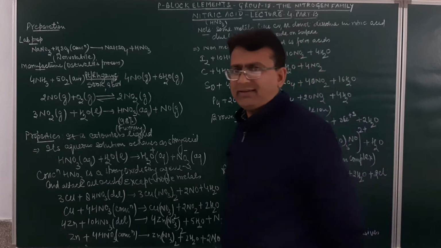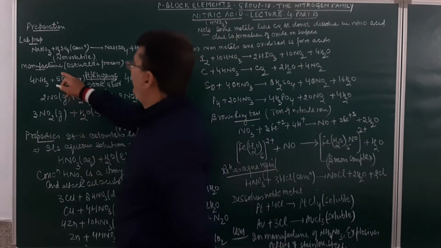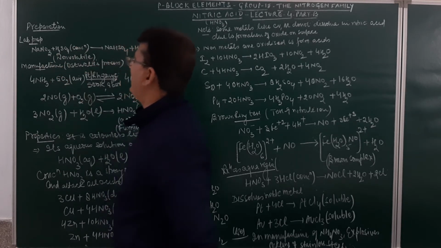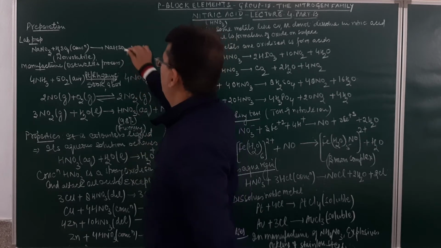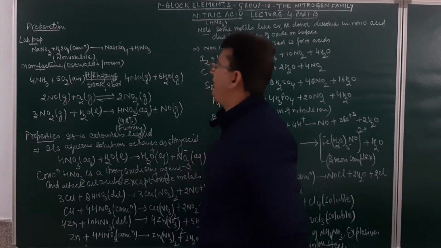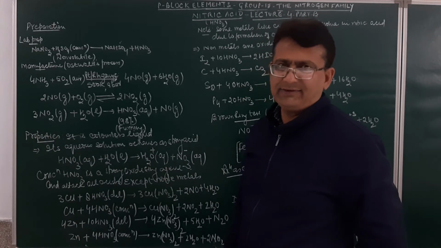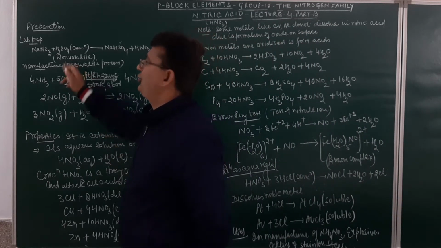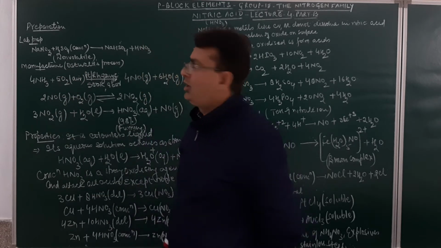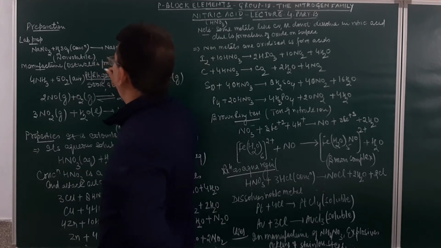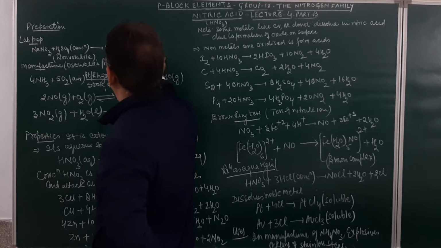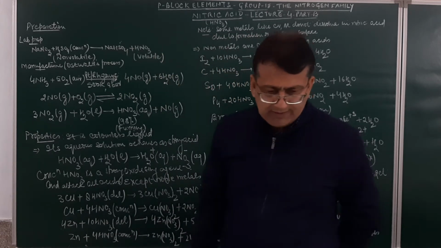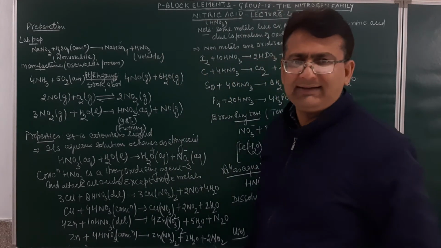This we have done in the class 10th also. When sodium nitrate is heated with concentrated sulfuric acid, what will happen? It will result in the formation of sodium bisulfate and nitric acid. In the class 10th, we told you why do we use concentrated sulfuric acid? Because concentrated sulfuric acid is non-volatile in nature, whereas HNO3 is volatile in nature. So, they can easily be separated by the process of distillation.